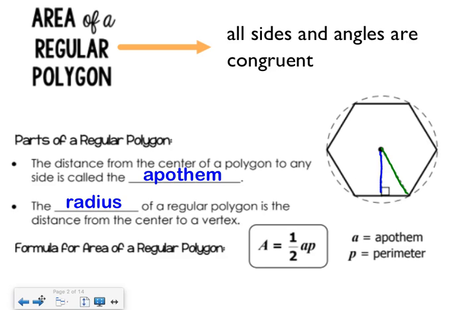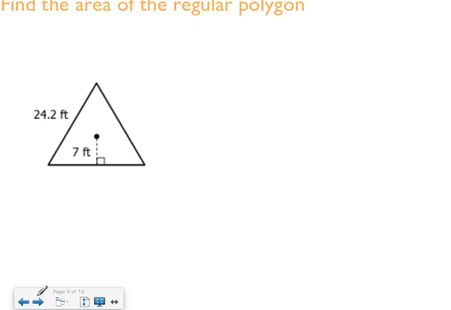Okay, and then our little formula to find the area of this is half your apothem, so we're going to have to find out what our apothem is, times the perimeter, so that's just all the way around. So that's your job today, to find the apothem and the perimeter. And we plug it in, and then we're good to go. Okay, so let's try some pretty basic ones at first.